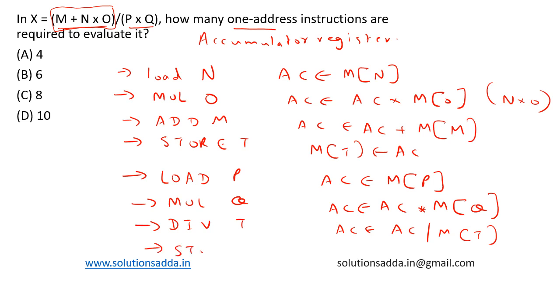Store the result to memory location X. That is, memory location X will contain the current accumulator value, which is the result of this expression. So let's count the number of instructions. 1, 2, 3, 4, 5, 6, 7, 8. So the correct answer is option C, 8.